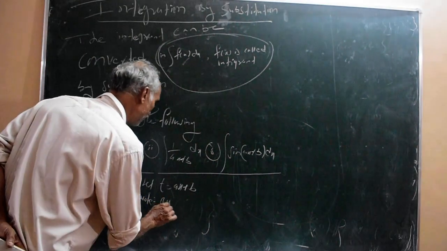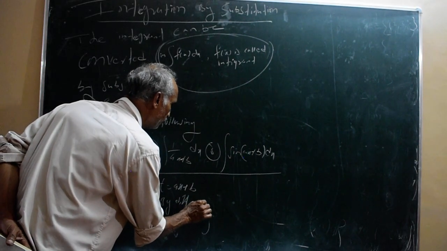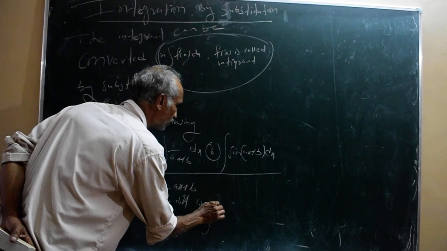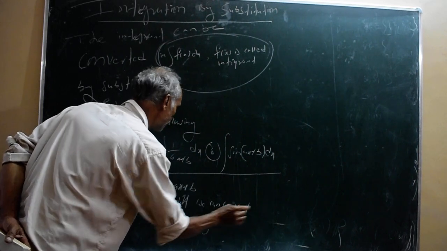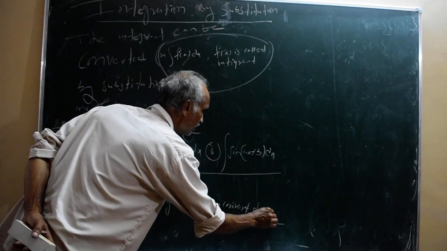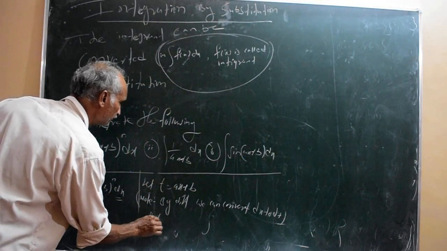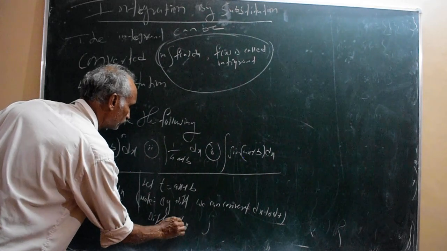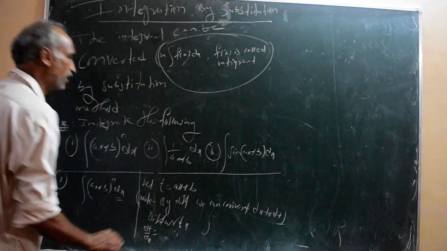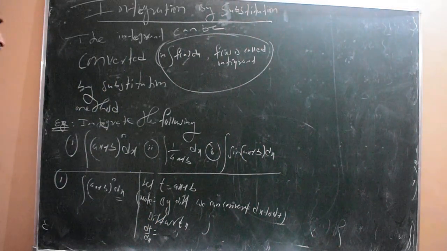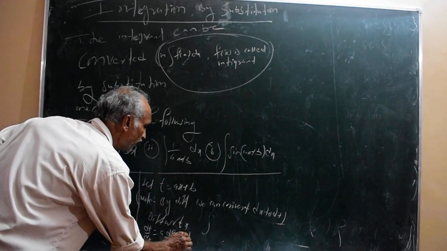By differentiating, we can convert dx to dt. Differentiating with respect to x, it is dt by dx. Differentiation of t is dt by dx. What is the differentiation of ax plus b? It is a into the constant d by dx of x plus d by dx of b.